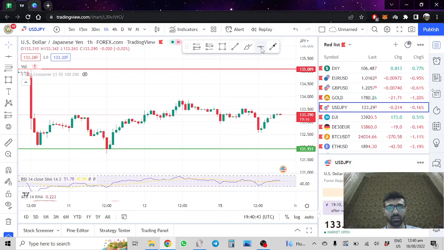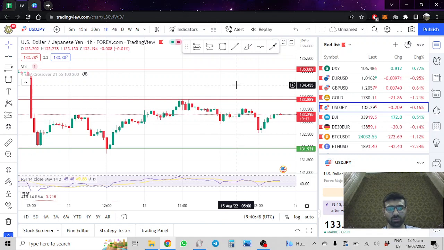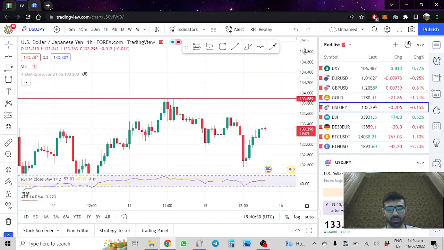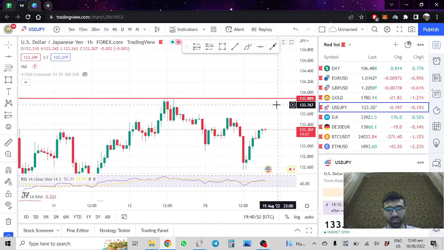Another area in H1 for a short trade would be this. Just mark this area in your charts and see if this area is tested again.